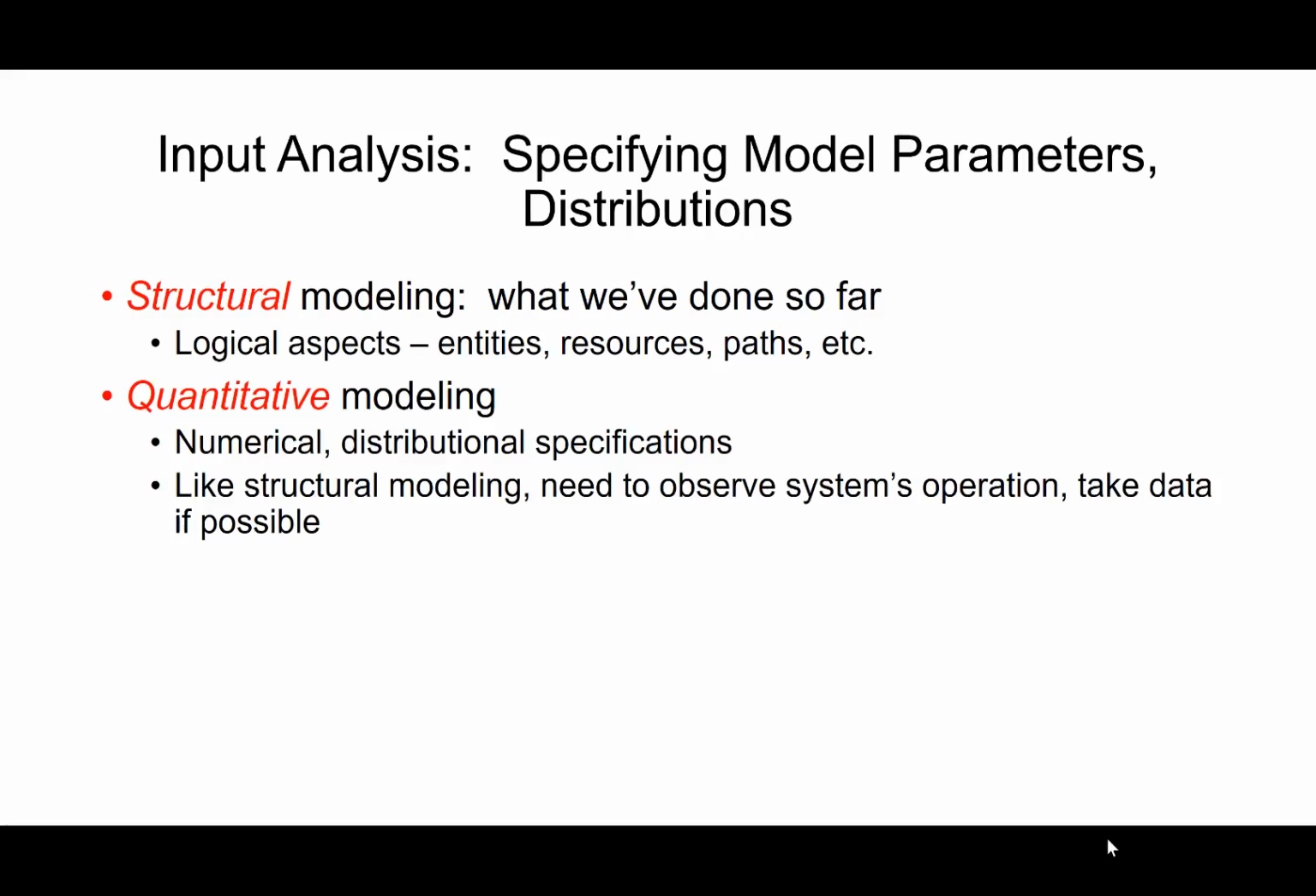So specifying the model parameters and distributions, the structural modeling is essentially what we've done so far. It's logical aspects, entities, resources, paths, etc. The quantitative modeling, numerical distribution specifications, it's a lot like structural modeling where you need to observe the system operation and take data if possible.